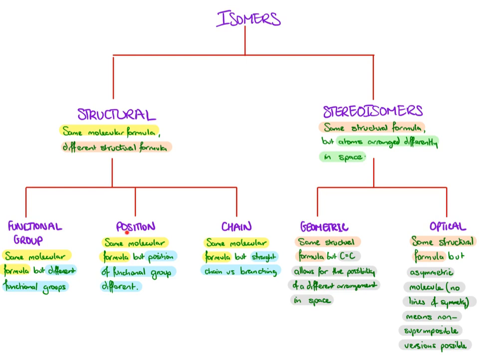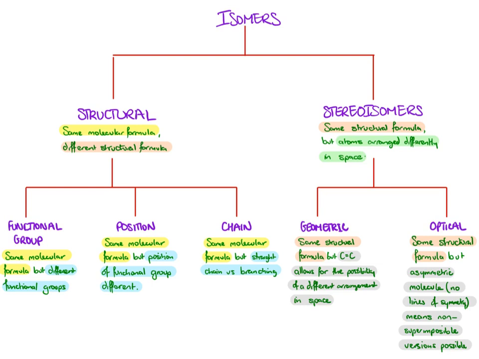We looked at position isomerism. Here they have the same functional group, so they may all be alcohols, or they may all be haloalkanes. But the position of that functional group differs. So it could have been 1-chloropropane or 2-chloropropane. So they would have been position isomers of each other.